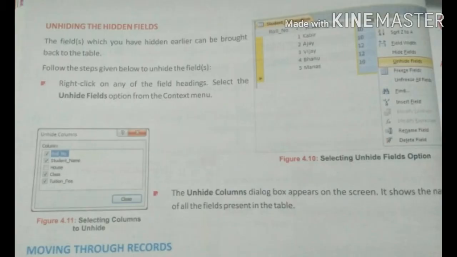Unhiding the hidden fields. The fields which we have hidden earlier can be brought back to the table. For that, right click on any of the field headings. Select the Unhide Fields option from the context menu. The Unhide Columns dialog box appears. It shows the names of all the fields present in the table.